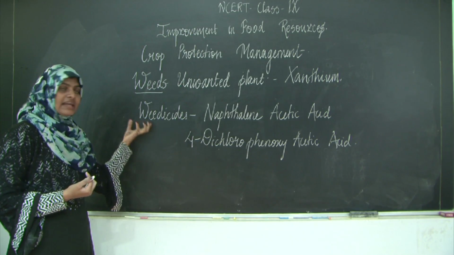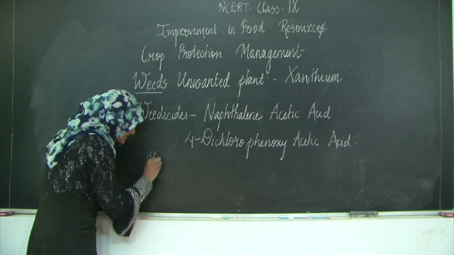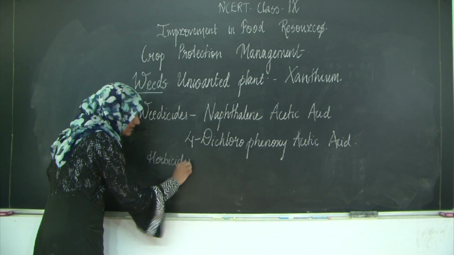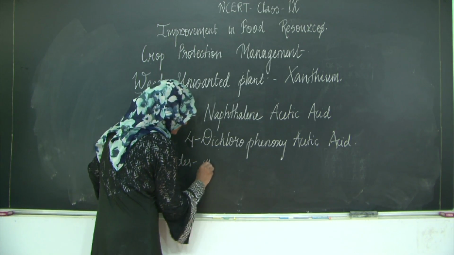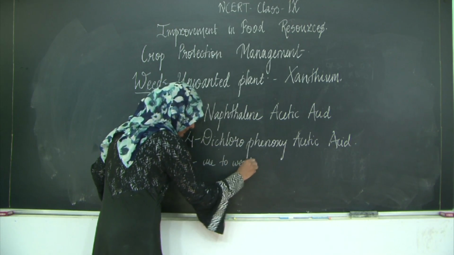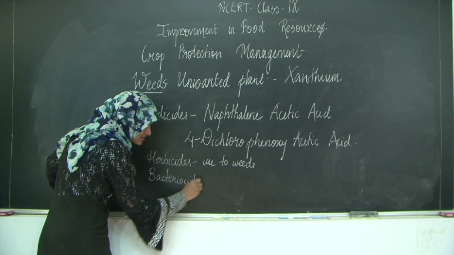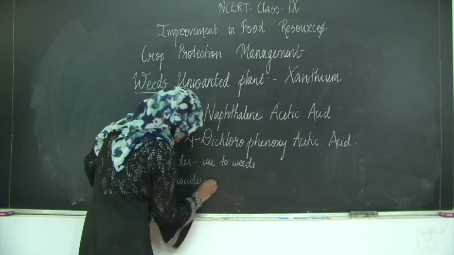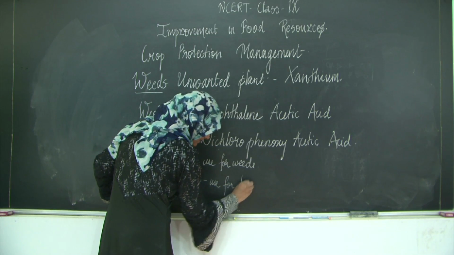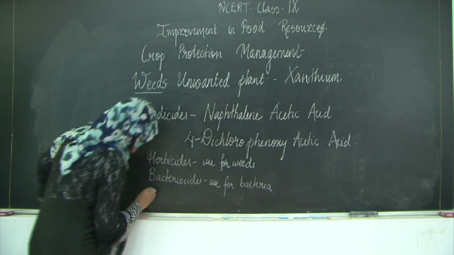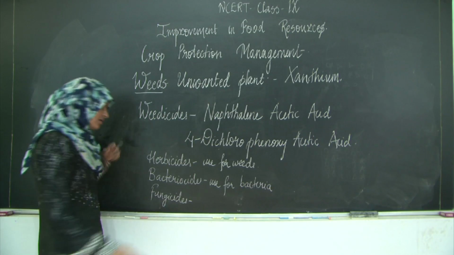Now the next thing: this one is chemical. Besides this, I can even use herbicides, which are used to kill weeds. Then I have bactericides. What does a bactericide do? It will kill the bacteria. Instead of weeds, it is used for bacteria. Then I have fungicides. What will they be doing? They will be used for the fungus.